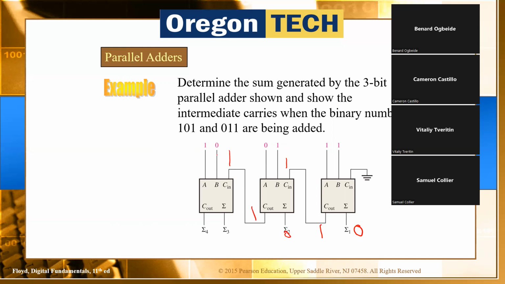Now I have 1, 0, 1. What will it be? Same thing. Summation will be 0, carry will be 1. So my answer will be 0, 1, 0, 0, 1. I see. So you just look at your summations from each of the 3 adders, and that's your answer. Yes, perfect. I like it.